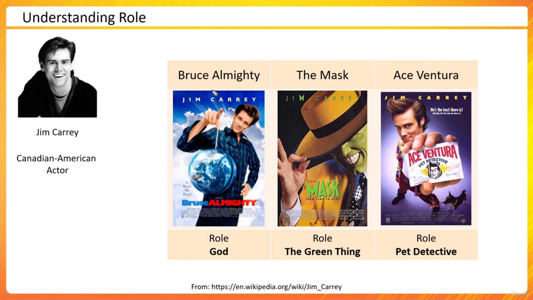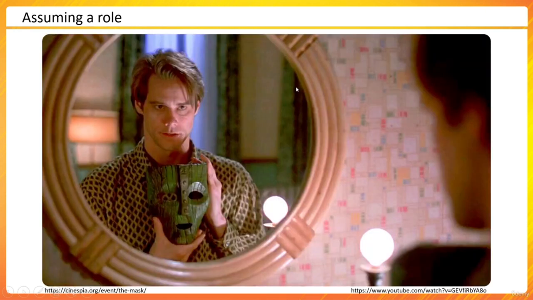Now, as the discussion has come up for this movie, The Mask, this is the best example of a role I could find in real life. So if you remember this movie, he is playing the role of two persons here. One is Stanley Ipkiss, a bank employee. And when he gets this magical mask, and when he puts on this mask, he becomes a completely different person.